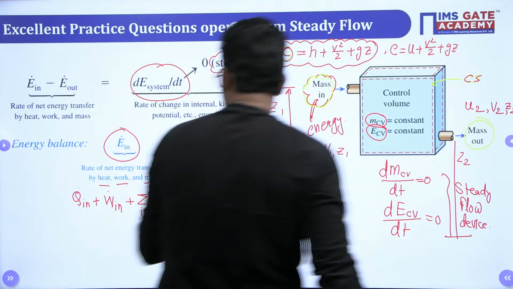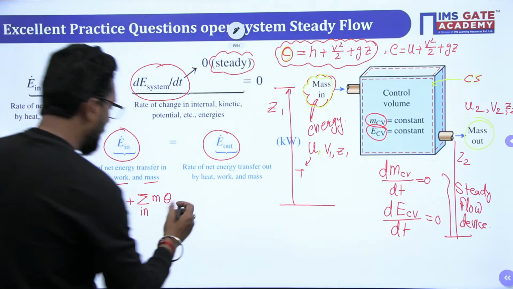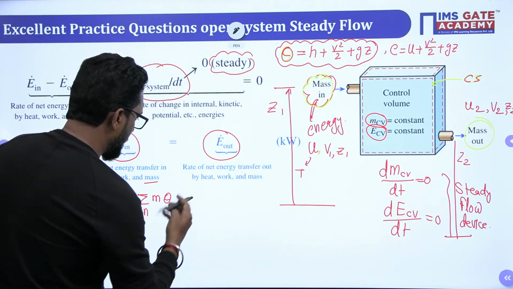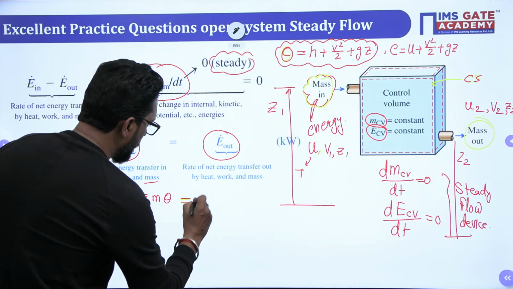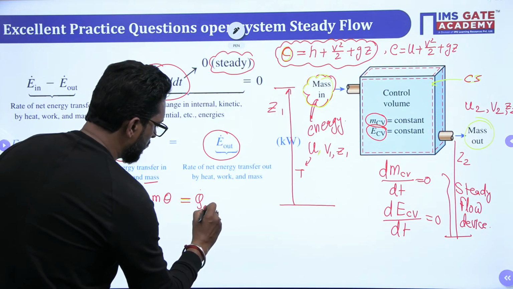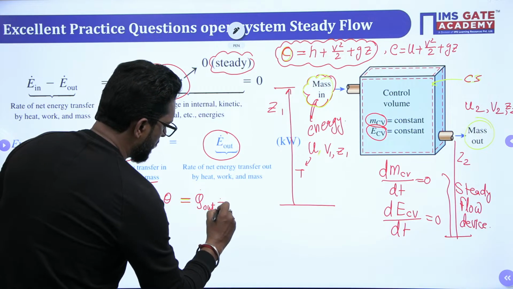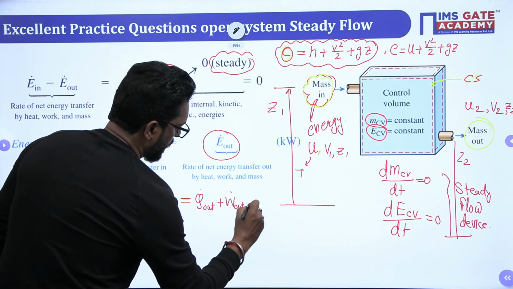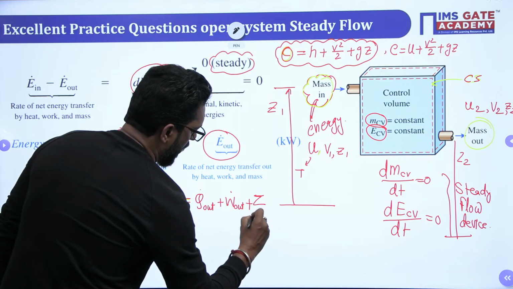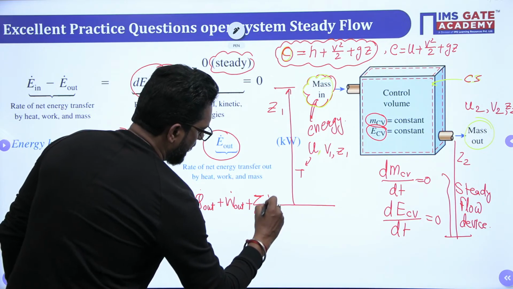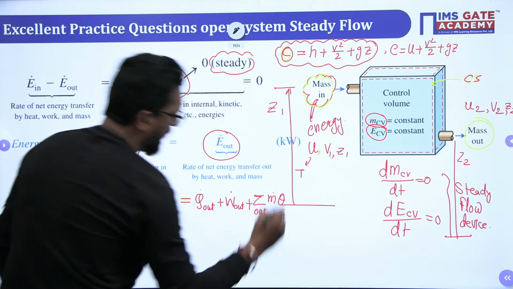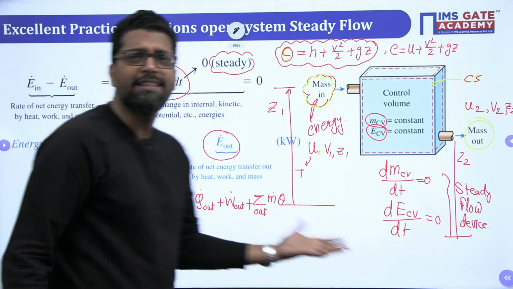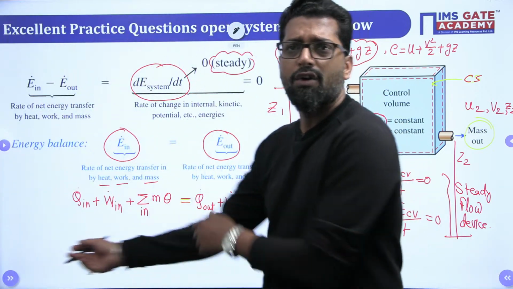And this is a flowing fluid. So this is theta, m_i. Similarly, we can write here at exit condition, Q out plus W out plus summation of all the outlet m dot theta. This is simple, nothing is rocket science.